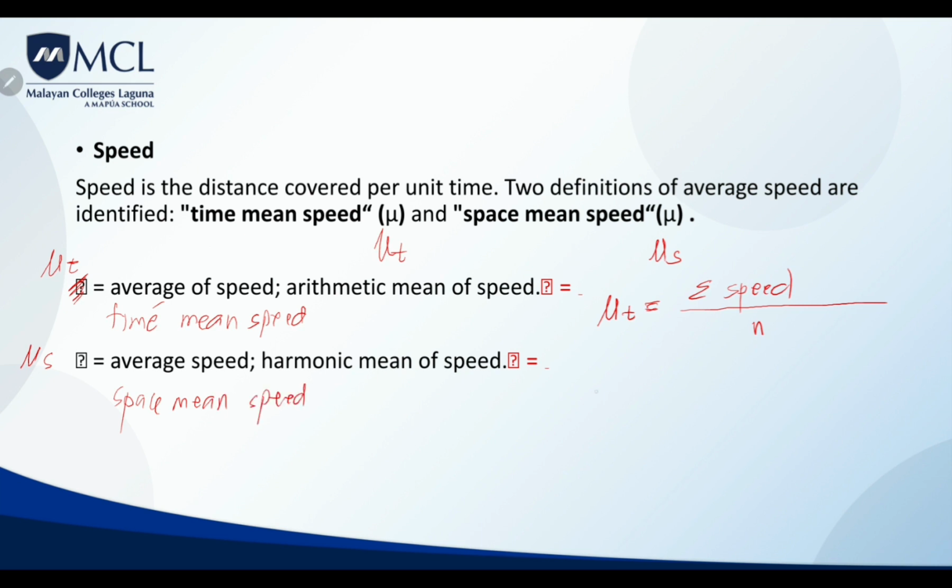Okay? So, to solve for the space mean speed, you simply divide the number of vehicles by the summation of the reciprocal of speed.